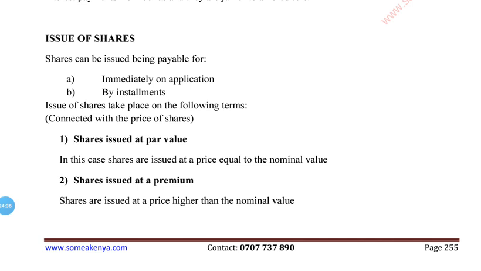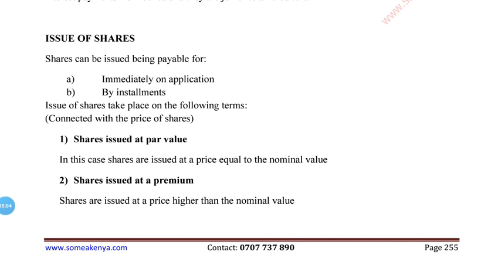Shares issued at a premium, meaning you are now issuing shares at market price. So maybe the par value or the nominal value is 20 bob. If the nominal value or par value is 20 bob, and then in the market you go and sell that one unit or share at 25. So the shares of 20 bob, you sell them at 25.